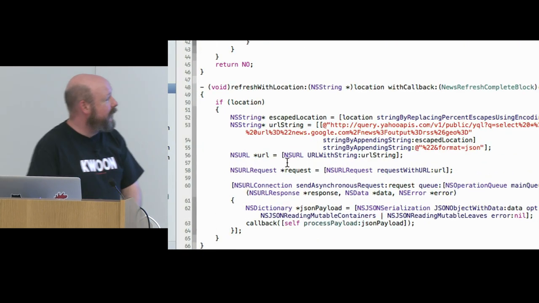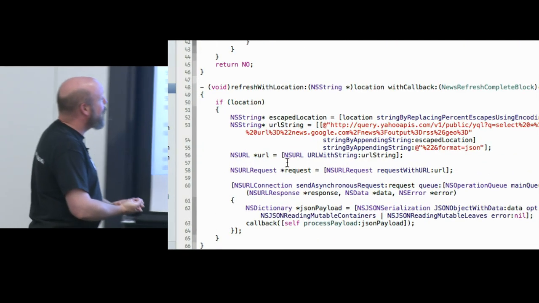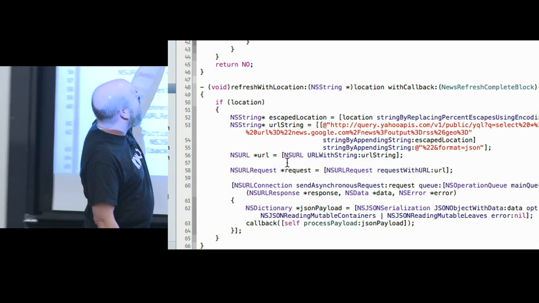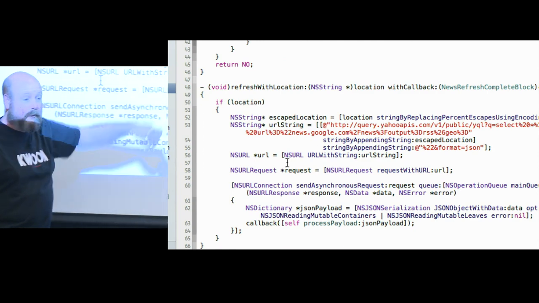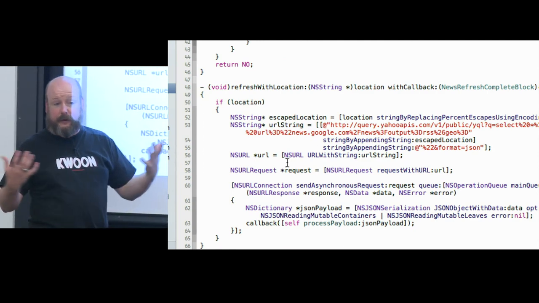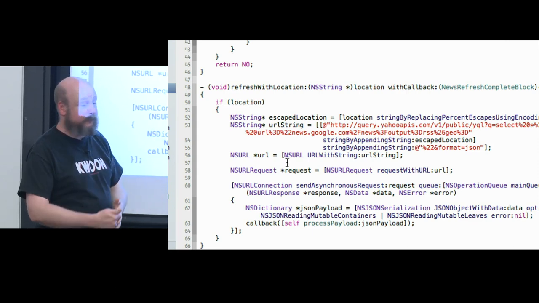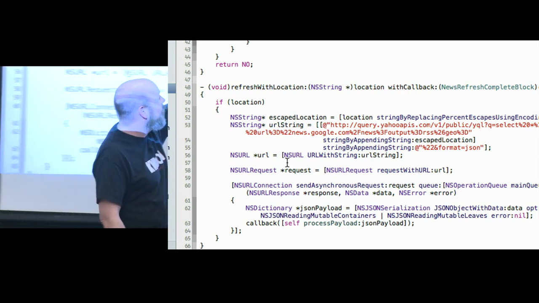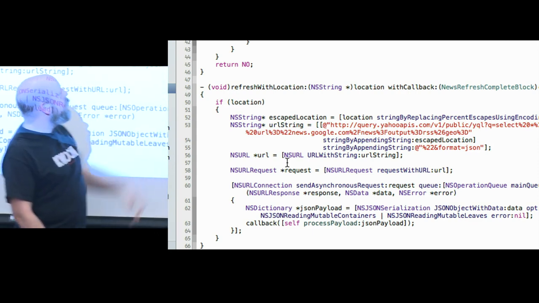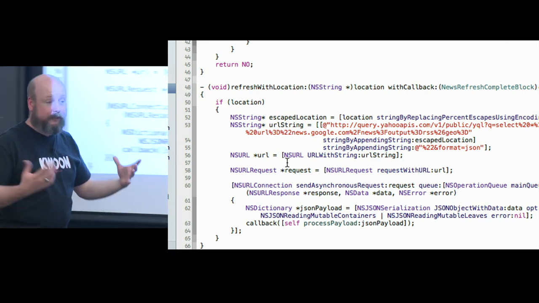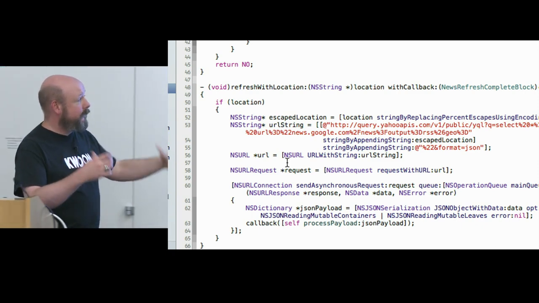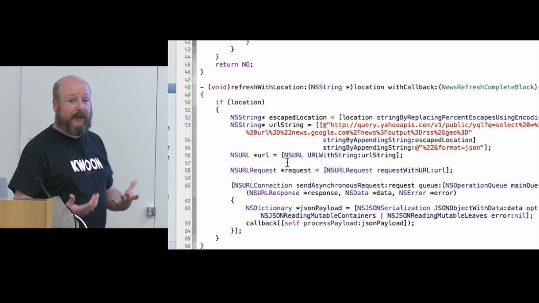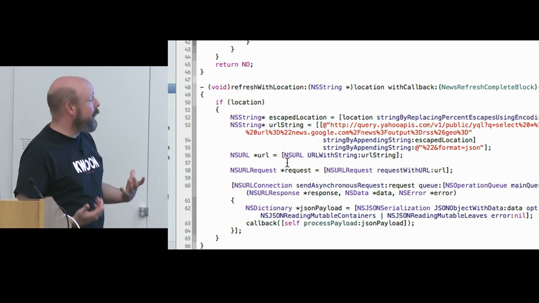And this is where things get good. So refresh with location. It's going to take a string for the location. So that's going to be my zip code, that 02140 as a string, something like that. And it's going to take a callback of type news refresh complete block, which we just defined, and it's going to pass you a value called success that will be a Boolean.